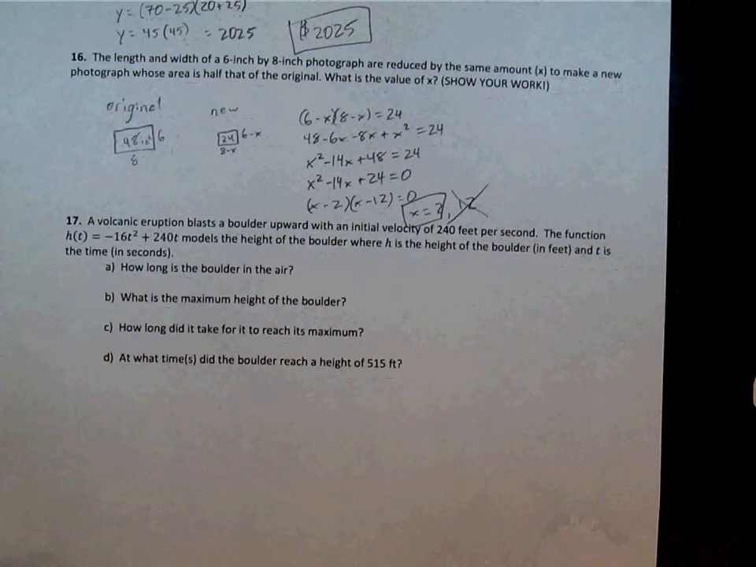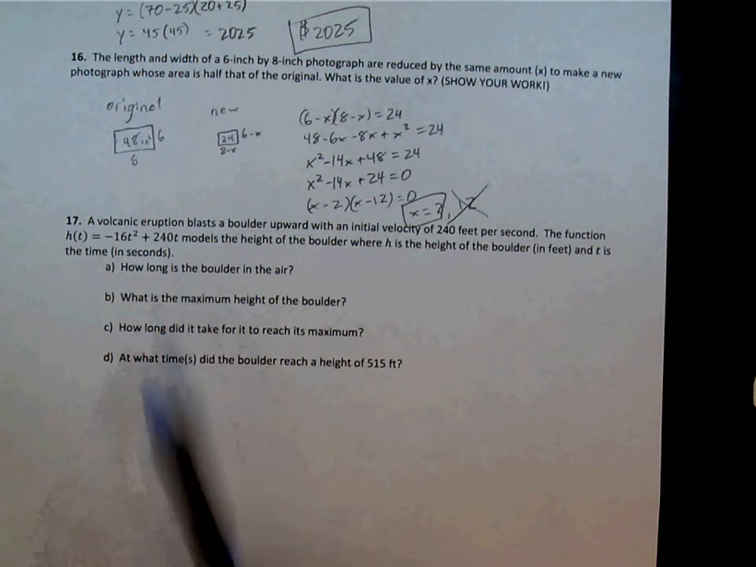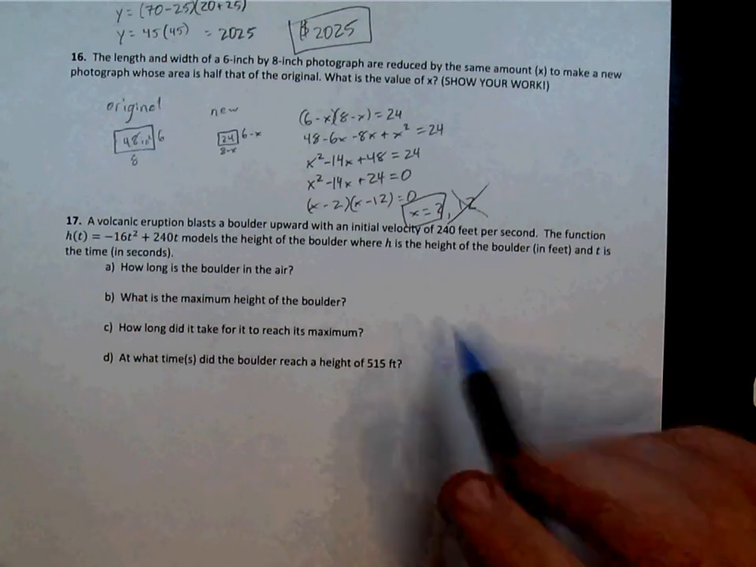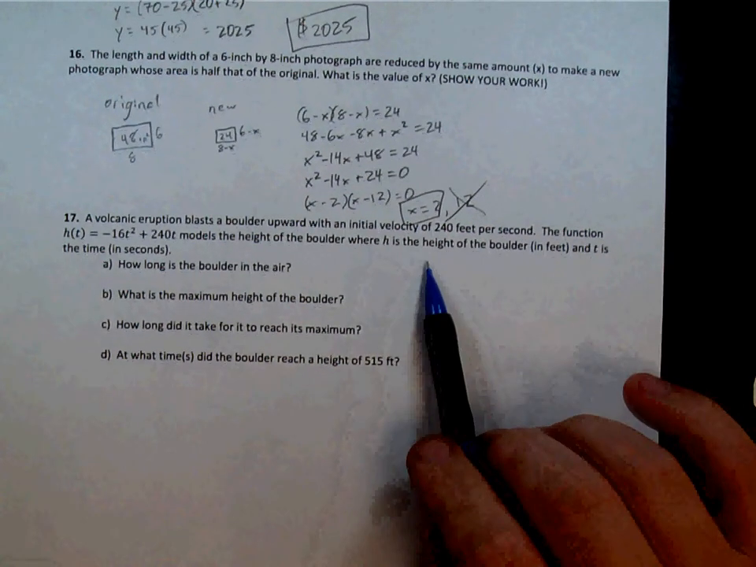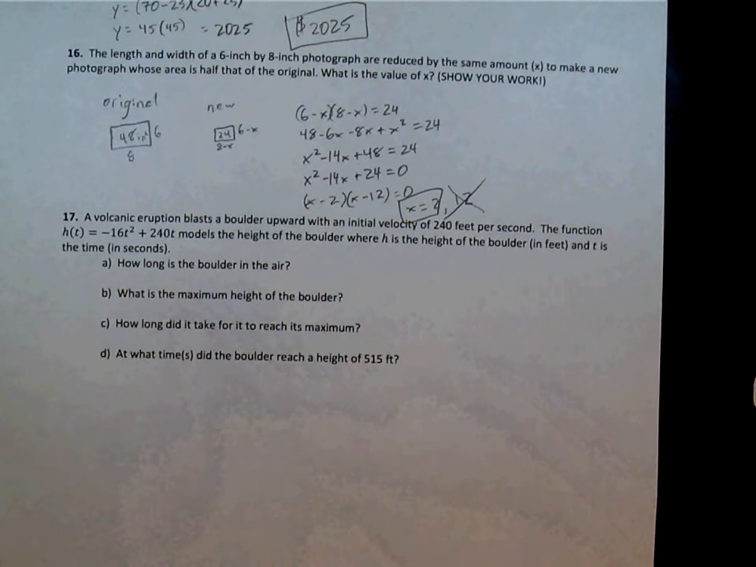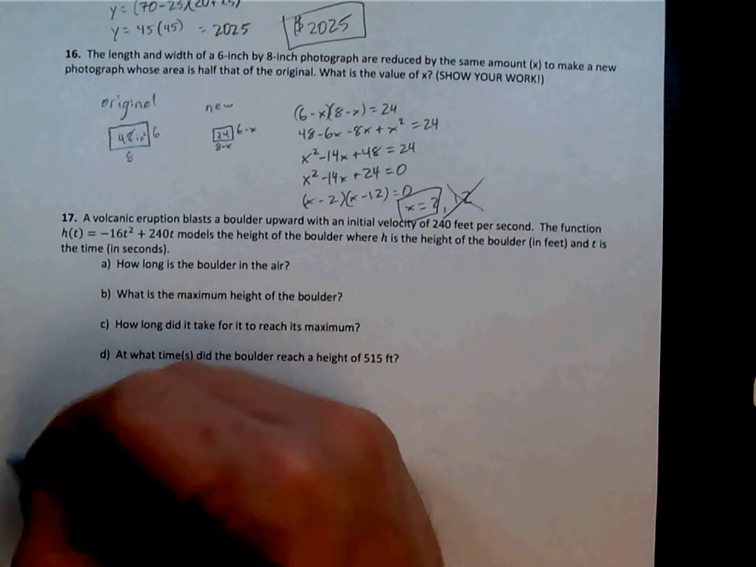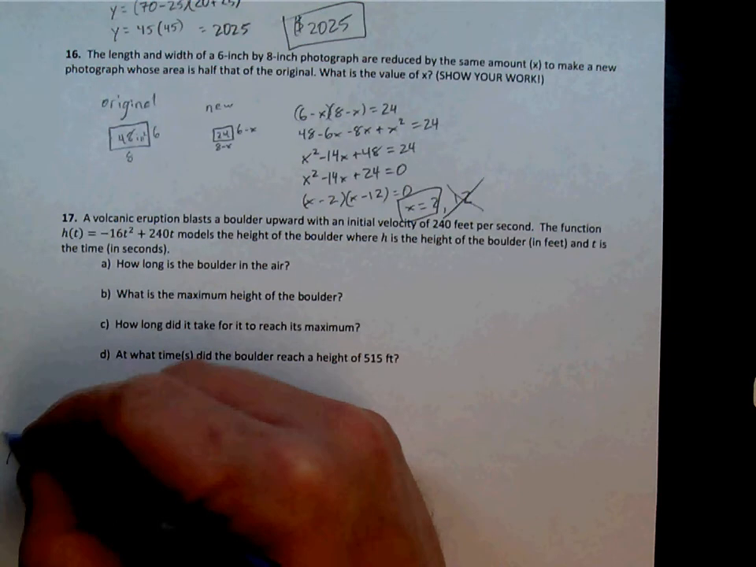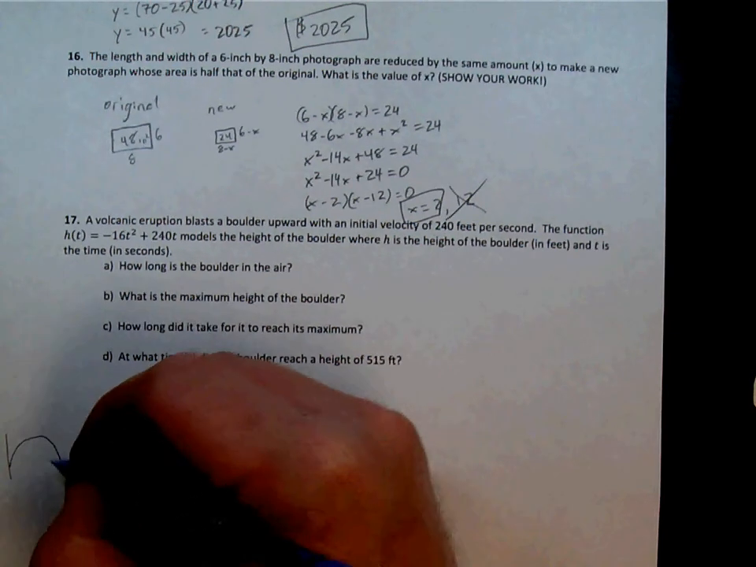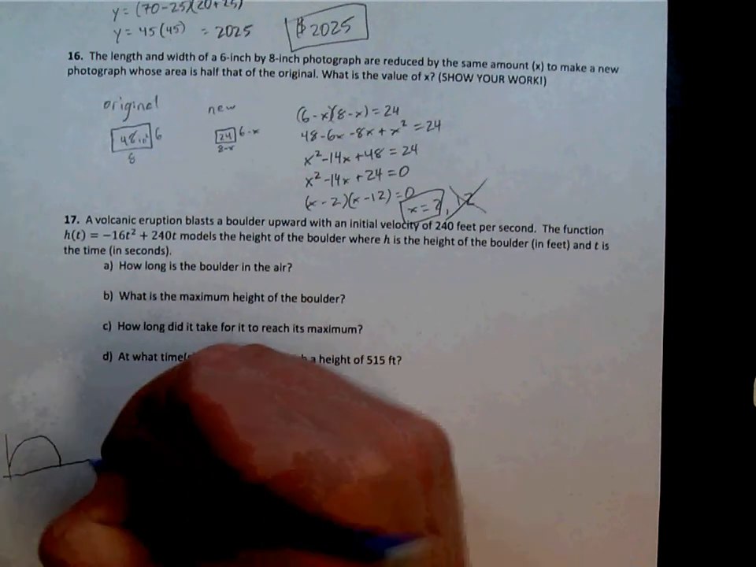Number 17, they give us an equation, so we don't have to create that. H is the height, t is the time. How long is the boulder in the air? Well, the boulder is going to be in the air until it hits the ground. So I want to find, it's going to be something like this. I don't even have to graph it.